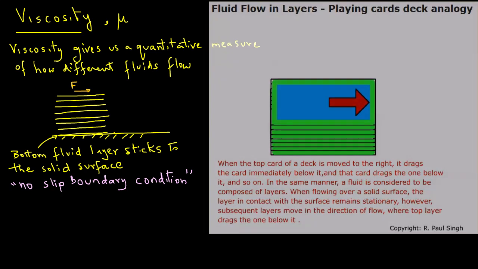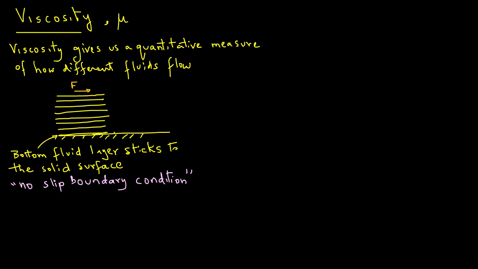So if we try to draw a velocity profile that will tell us the velocity of different layers, we know that the very bottom layer will have zero velocity because it is sticking to the wall, and then the layer above that will have a certain velocity as expressed by this arrow, and then a higher velocity, and so on, and the highest velocity will be for the very top layer. So here is a velocity profile. It is a line that expresses the velocity change from the bottom to the top.